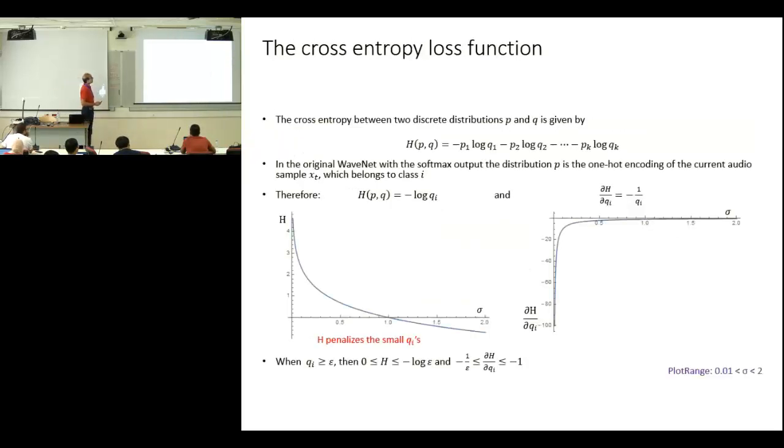Let's see the cross-entropy loss function when we have a softmax probability distribution output. The cross-entropy is this one. If we plot this as a function, the cross-entropy actually penalizes the small q's and tries to increase all these q_i's.